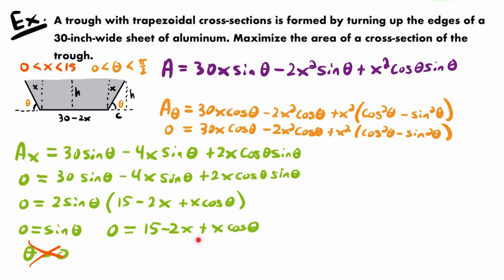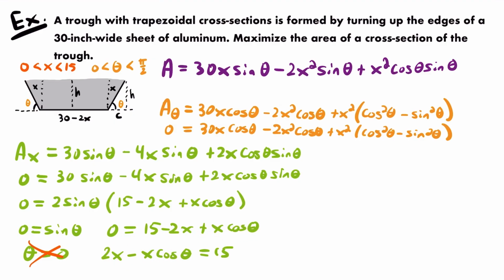I'm going to start by moving these two x terms over to the other side of the equation so that I can then pull out that common factor of x and solve for it. So if we do that, we'll get 2x minus x times cosine theta equals 15, right? I added 2x to both sides and subtracted x cosine theta from both sides.